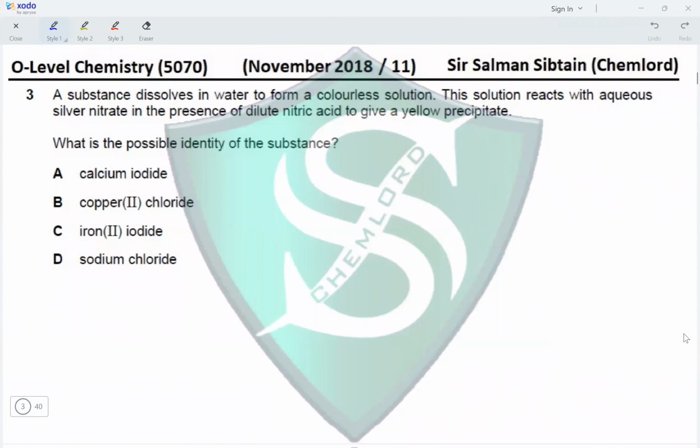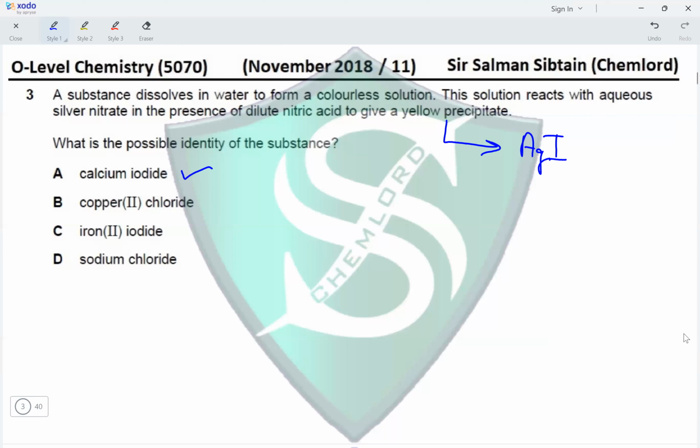Question 3. A substance dissolves in water to form a colorless solution. This solution reacts with aqueous silver nitrate in the presence of dilute nitric acid to give a yellow precipitate. A yellow precipitate means the presence of iodide ions, and with silver nitrate the salt that gives the yellow precipitate is silver iodide. What is the possible identity of the substance? Calcium iodide. Now the solution is colorless. So calcium forms colorless salt solutions, and in the presence of AgNO3, AgI would form. So this should be the answer.